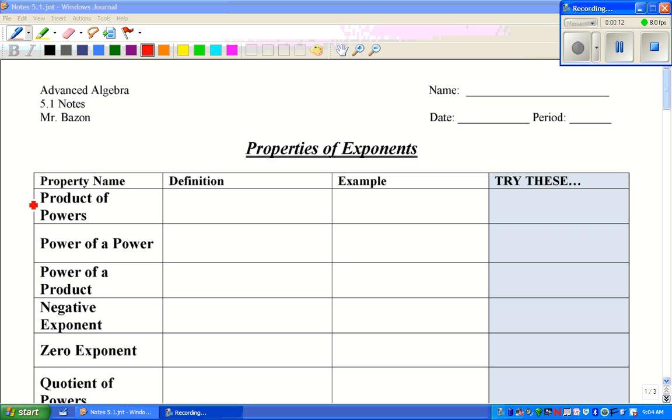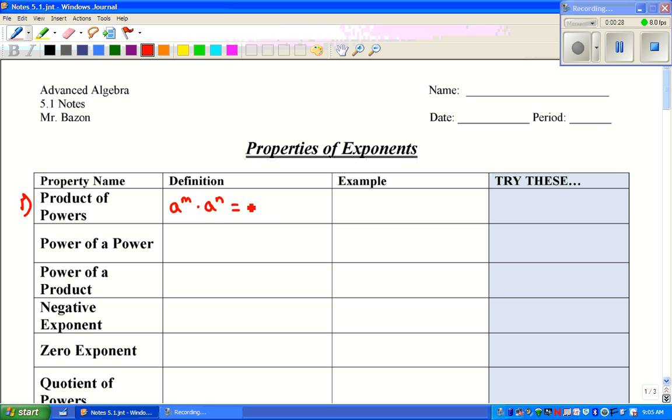So the first property that I want to talk with you guys about is known as the product of powers. The actual definition for the product of powers is a to the m power times a to the n power. When you have a to the m power times a to the n power, what you're really going to do is take your two exponents and add them together. For example, if you have x to the 7th power times x to the 2nd power.